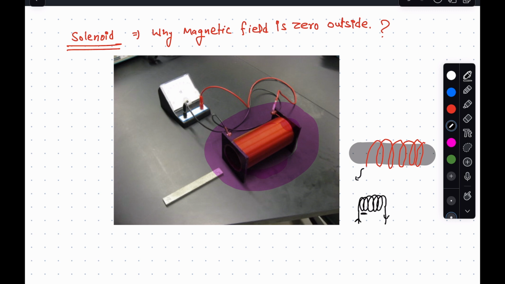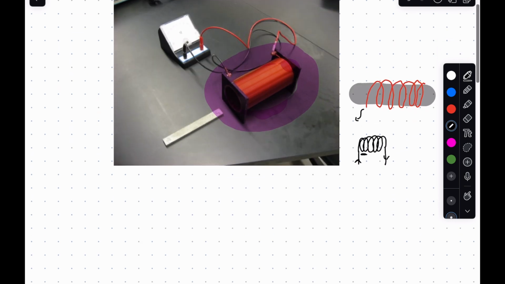So the question is, when we deal with solenoids in this chapter on electromagnetic induction, we take it that the magnetic field outside the solenoid is zero. Now why is it zero? So let's take some diagrams to understand.